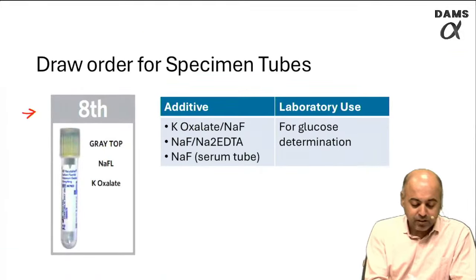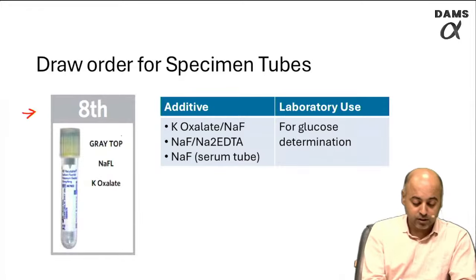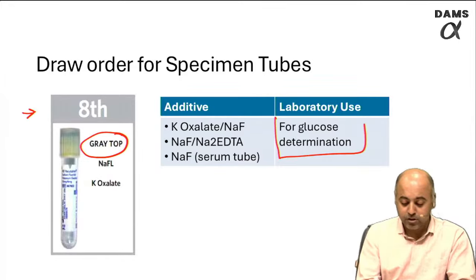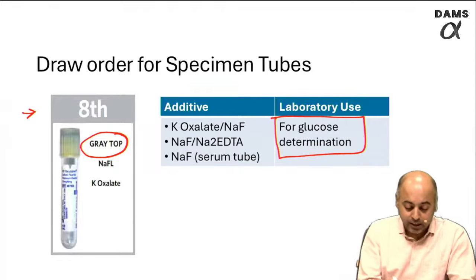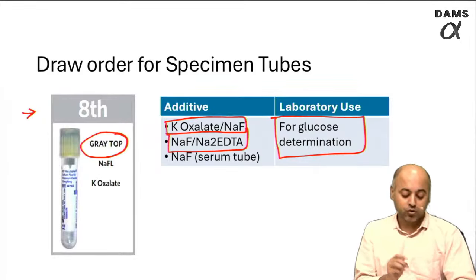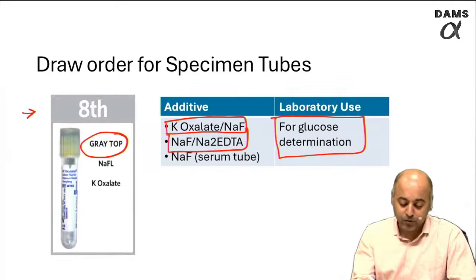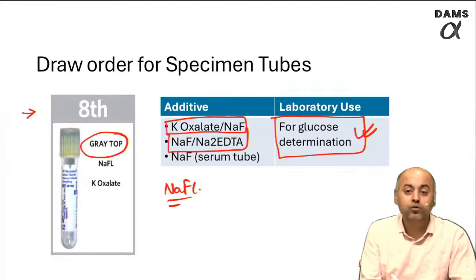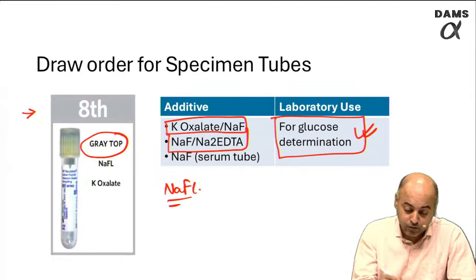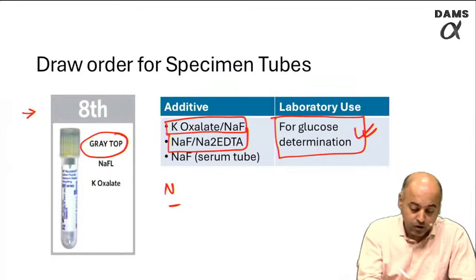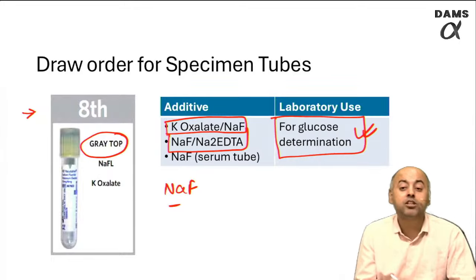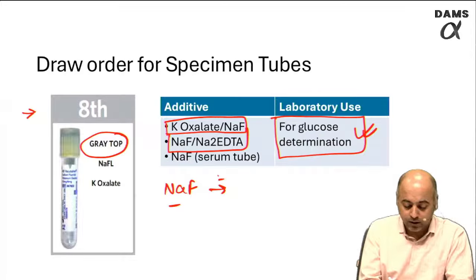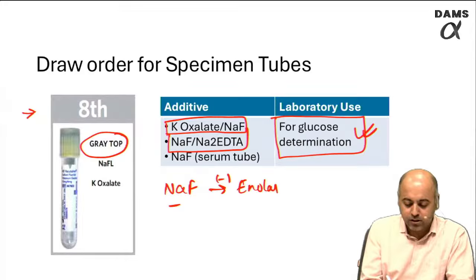And then another very common tube which is used, the gray top vial, for estimation of plasma glucose, containing potassium oxalate with sodium fluoride, or EDTA with sodium fluoride. Please note, when we are collecting the sample for estimation of plasma glucose, one factor is sodium fluoride. Sodium fluoride is required for the inhibition of glycolysis. It acts on the enolase and blocks glycolysis, right?